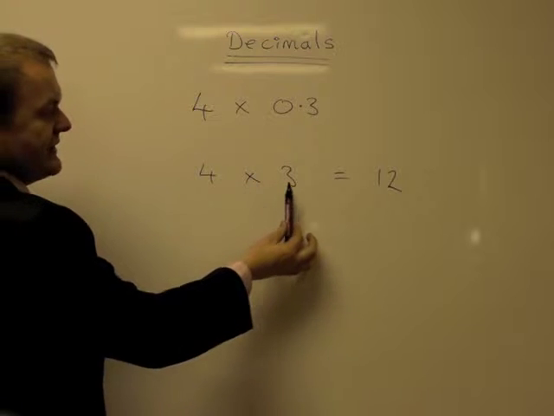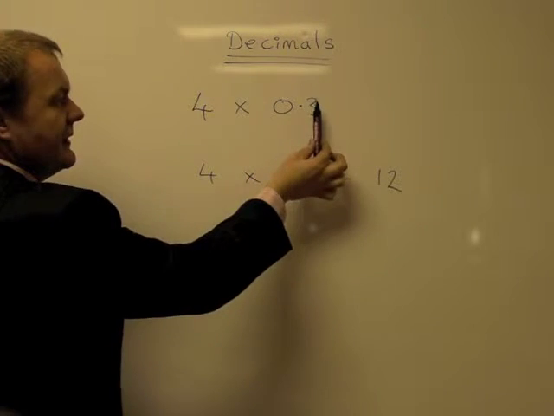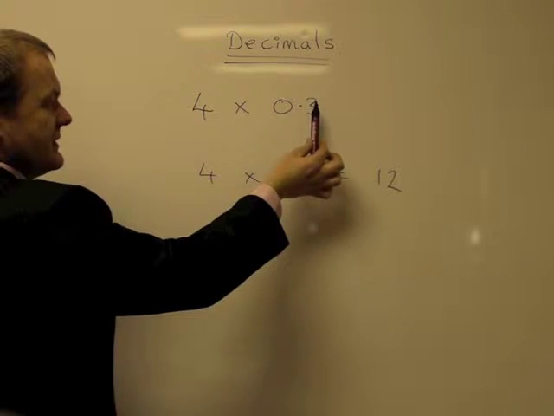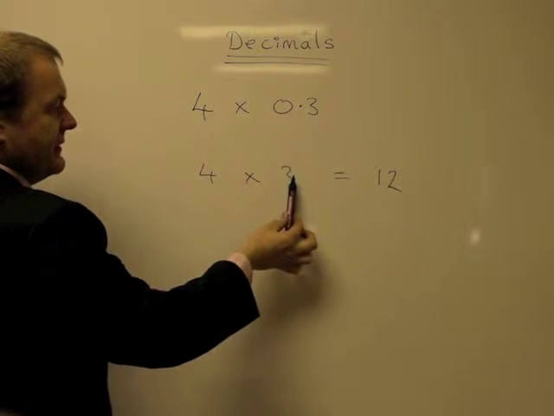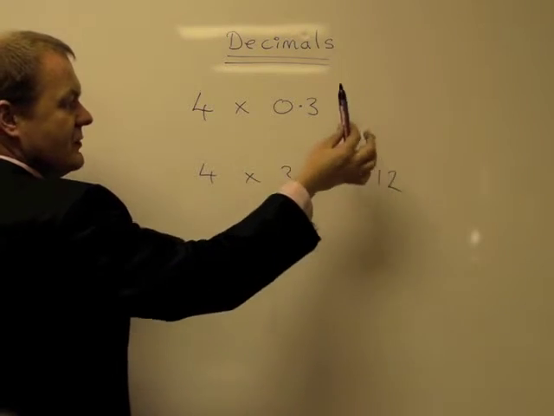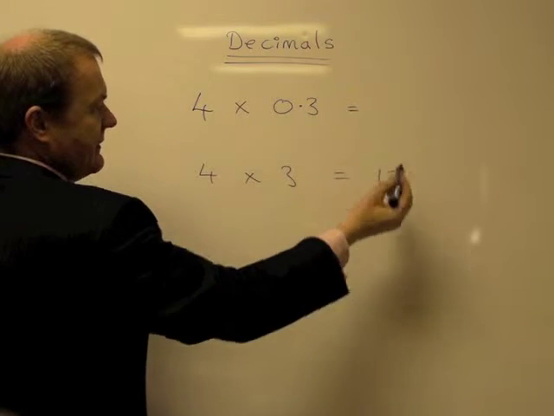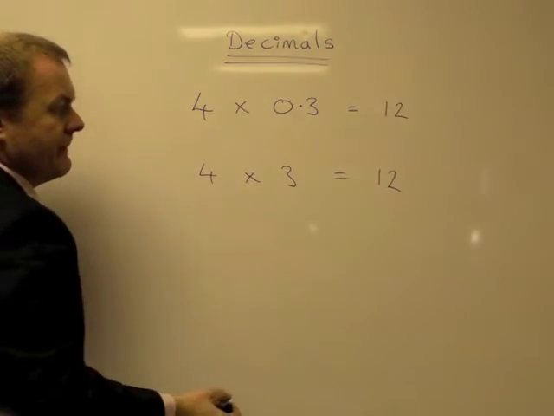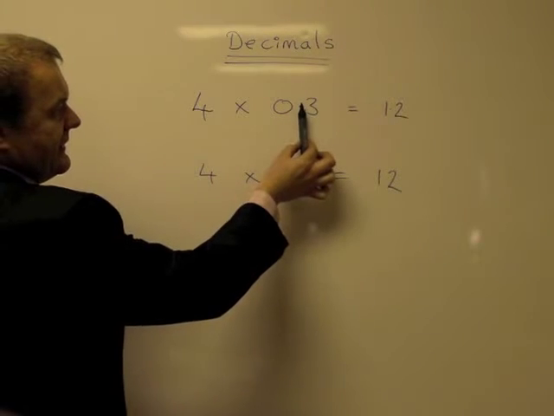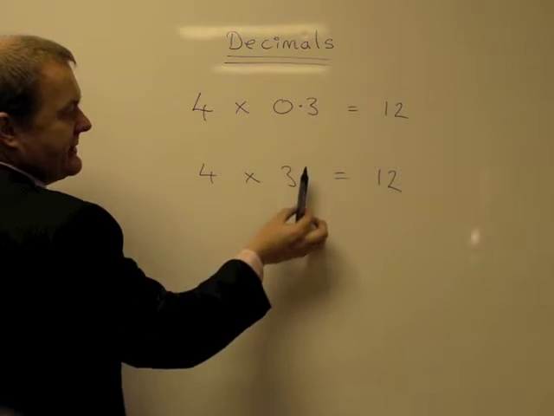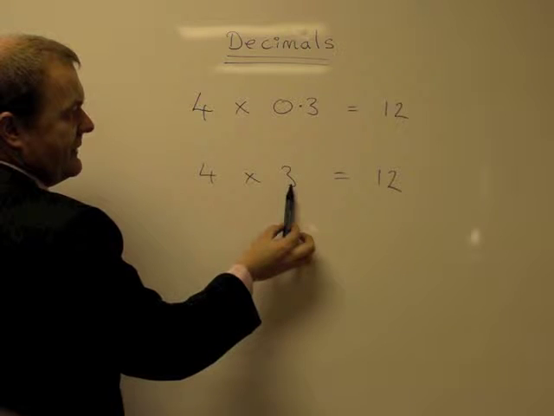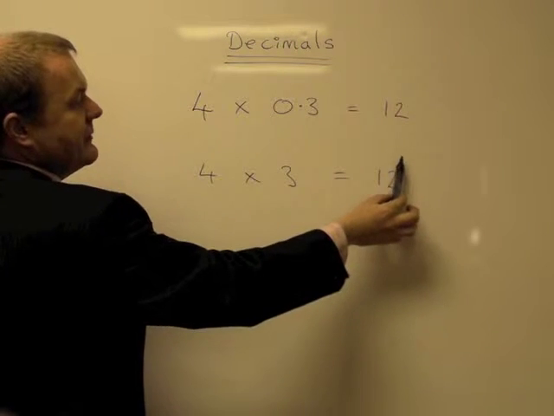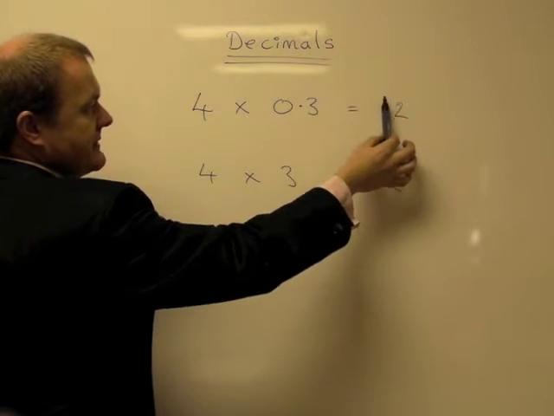Now we didn't actually do 4 times 3, we did 4 times 0.3, which is 10 times bigger. So now we have to make it 10 times smaller again. So if I'm going to make 12 10 times smaller, it will be 1.2. Another way to look at this is I've had to move that decimal point one place in order to get the 3. So now I'm going to put the decimal point back again one place to get 1.2.